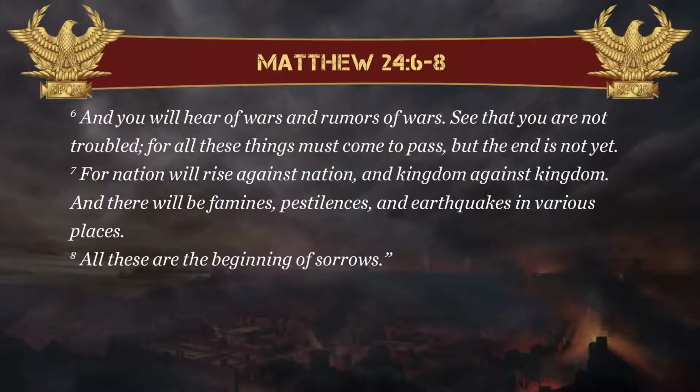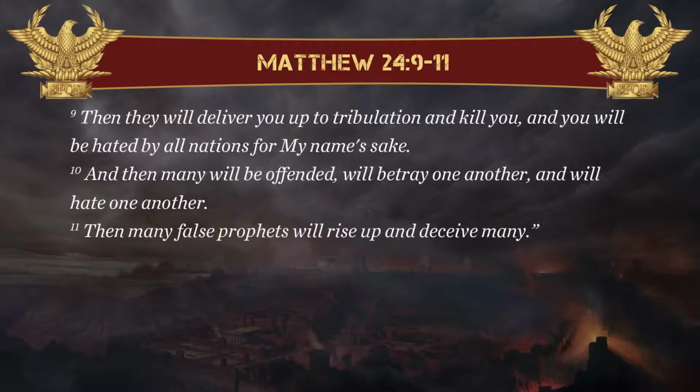Let's notice verse 9. This word is used. After saying that the wars and rumors of wars, nation against nation, kingdom against kingdom, famines, pestilences, and earthquakes in various places, and saying that this is the beginning of sorrows, verse 9 begins by saying, then. In other words, there's a relationship between all these disasters in society and what happens in verse 9. Then they will deliver you up to tribulation and kill you, and you will be hated by all nations for my name's sake.